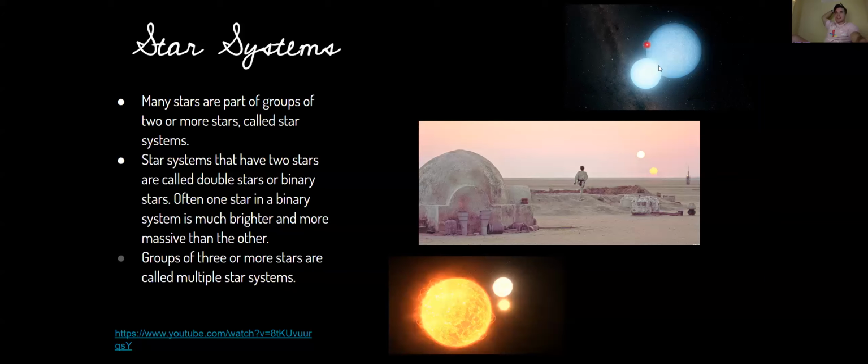All right, so binary means two. Anything more than that is just called multiple star systems. A lot of times in binary ones, one is either bigger and smaller or brighter or dimmer. They're usually not the same size as each other.